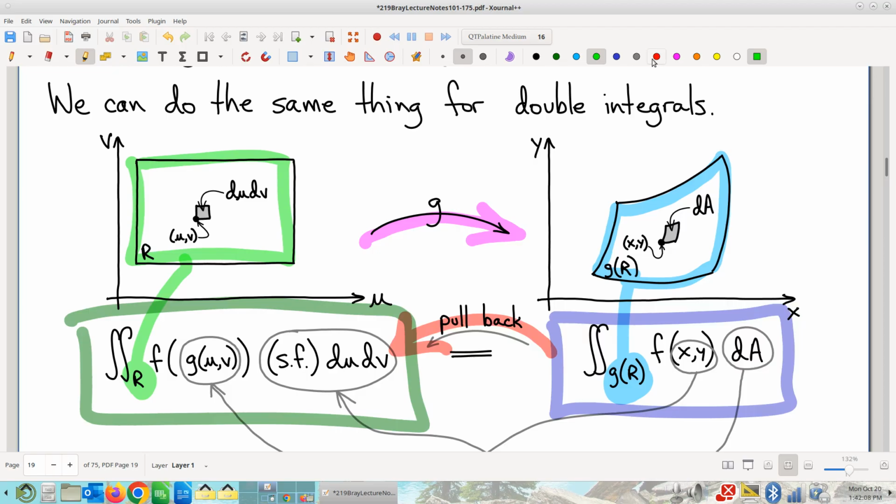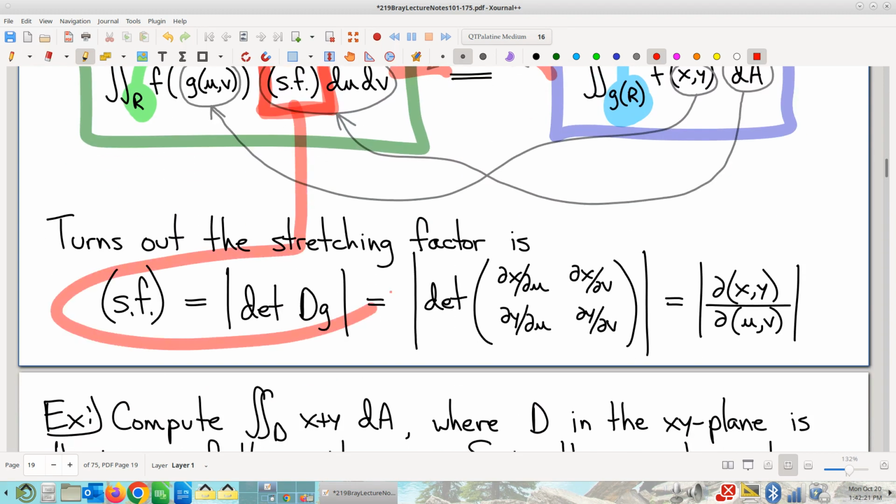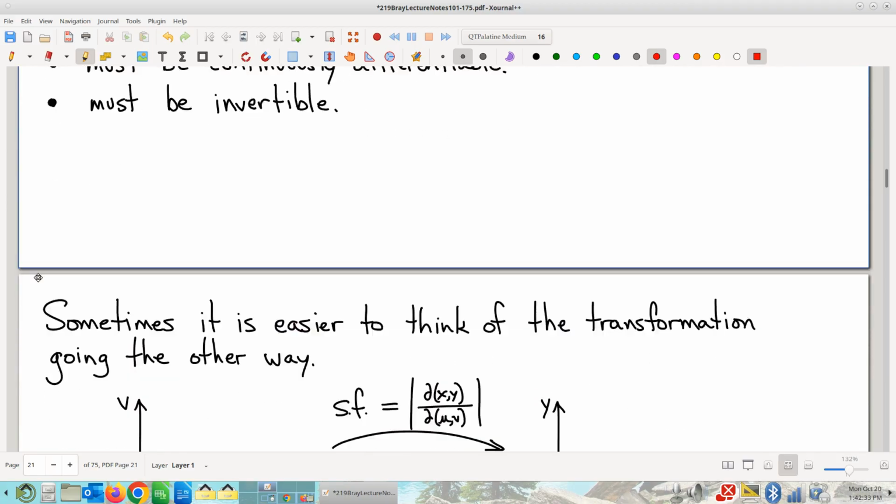Don't forget, when you do this, you've got to insert your stretching factor, right? And what the formula is for that stretching factor, I presented that last time. Here it is. It's the absolute value of the determinant of the Jacobian, aka the derivative matrix. You've got to make sure to remember to stick that in there. And we did several examples. So we're going to pick up where we left off.